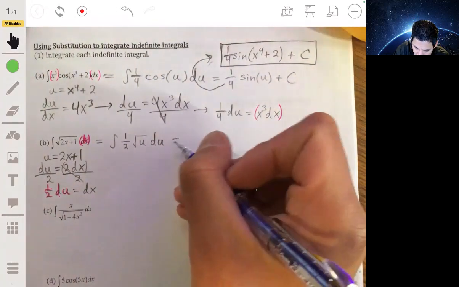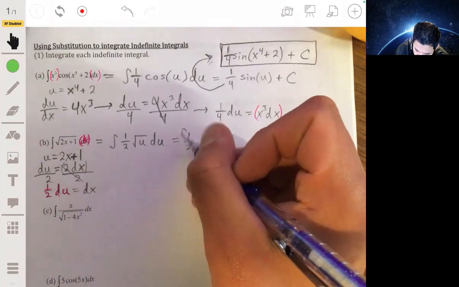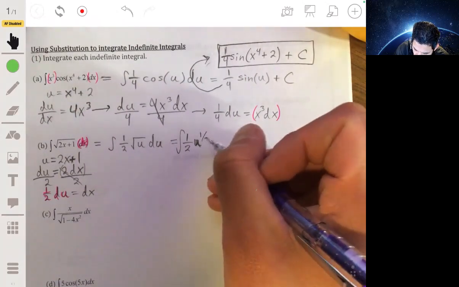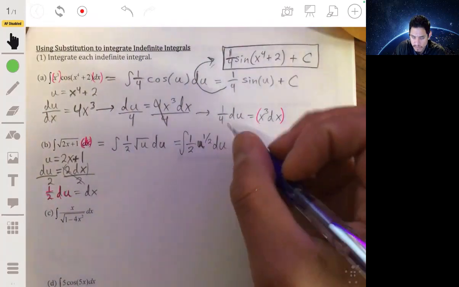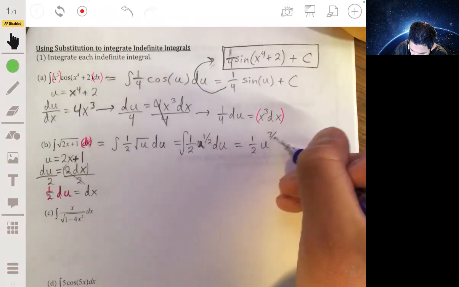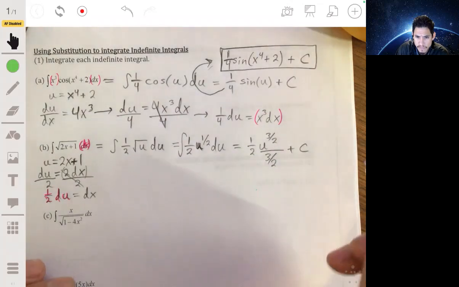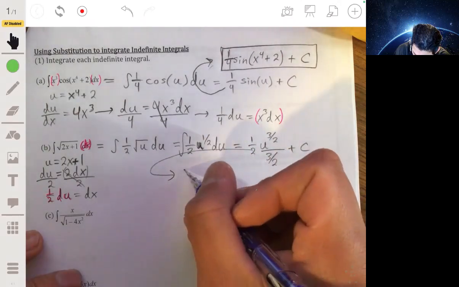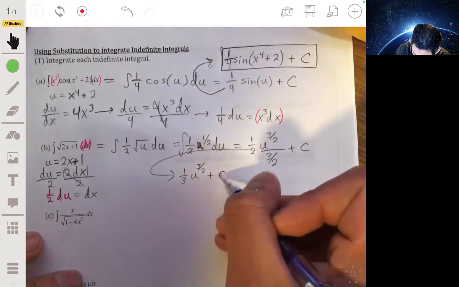And then this is easy to integrate. Let's rewrite this as u to the 1/2. So 1/2 times u to the 1/2 du. And then just use the anti-power rule. We'll add 1 to the exponent. So we'll have 1/2 u to the 3/2 divided by 3/2 plus our constant c. Simplifying this, we'll get 1/3 u to the 3/2 plus c.